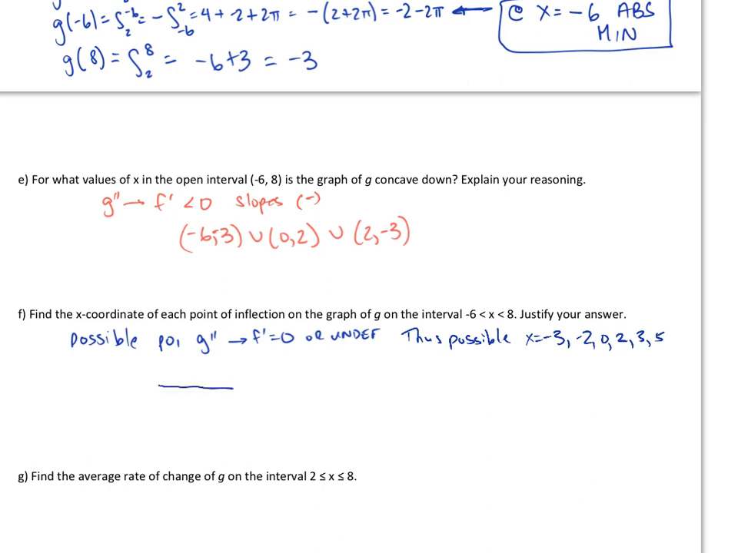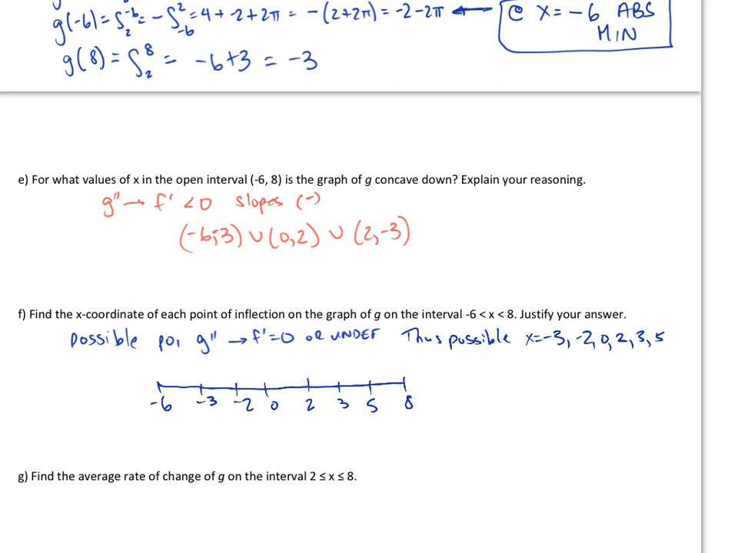So I'm going to do my number line method again. There's more than one method, but I always like the number line method. I'll put my two endpoints here, and then I'll put these possibles in between: -3, -2, 0, 2, 3, and 5. And I'm going to test the regions in between.